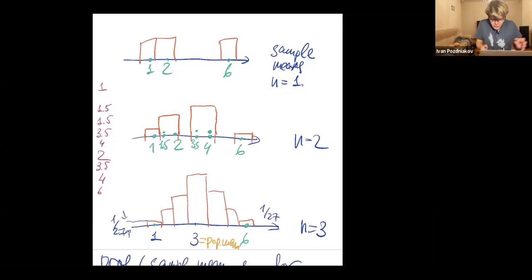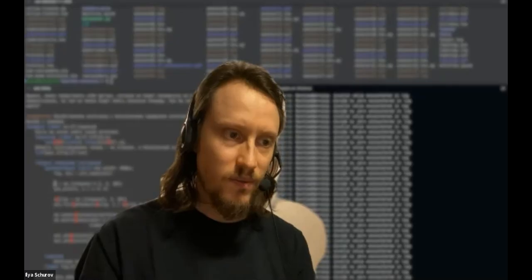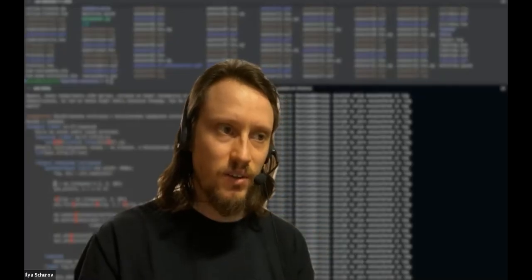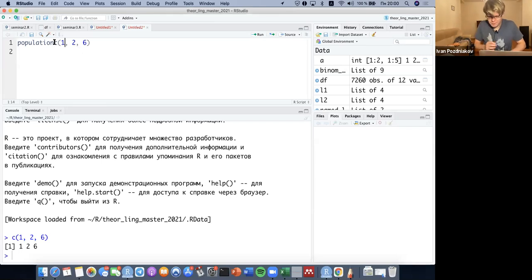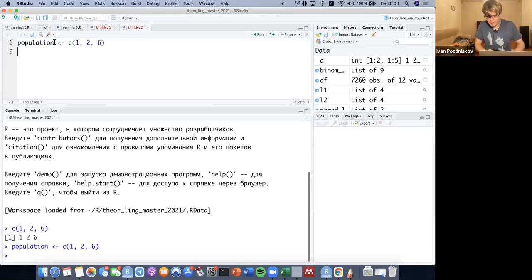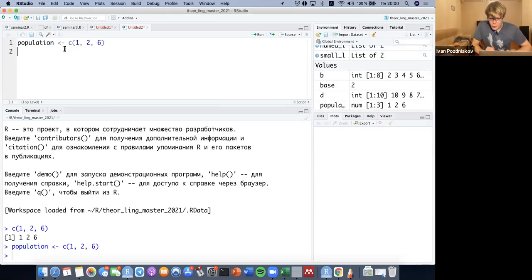Great. So let's start with creating a vector. I hope that everyone remembers how to do that. 1, 2, and 6. And let's call it our population. You didn't share your screen. Yeah, I'm sorry.